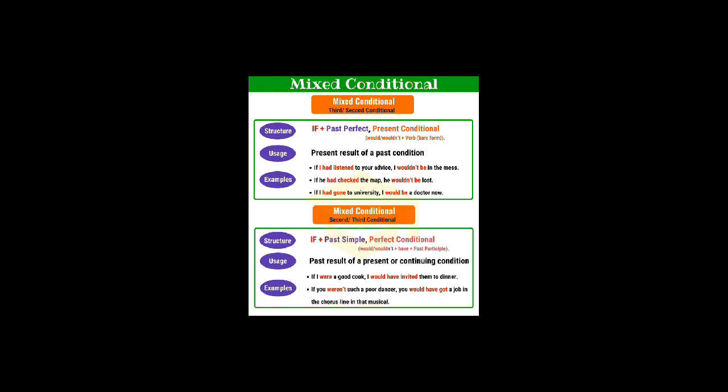The second type of mixed conditional is the second-third conditional, that is the opposite of the previous one. That is, we have the condition from the present, that is imaginary in the present. That is, we take the condition from the conditional type 2 and the result from the conditional type 3. So the structure is if plus past simple plus perfect conditional. That is a past result of a present continuing condition. For example, if I were a good cook, I would have invited them to dinner.